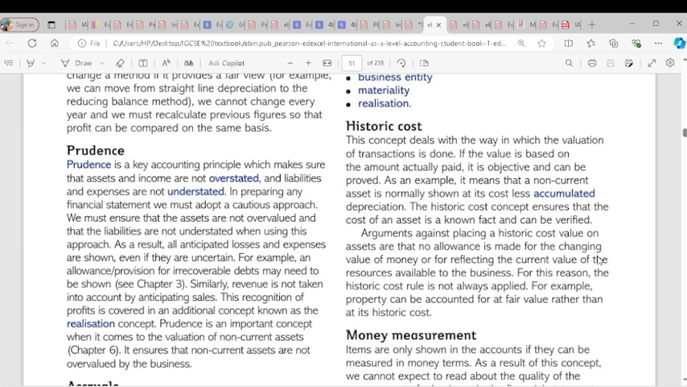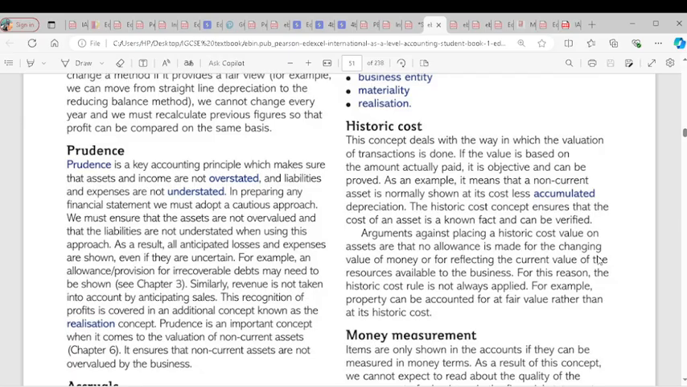Whatever the value you have, just write it down when you are preparing your account. That is prudence. Your liabilities and your expenses, you should not understate them. Because when you do understate them, it increases your profit, and that is not part of accounting concepts. Your profit must not be understated and must not be overstated. And for you not to overstate or understate your profit, it means you have to be prudent.